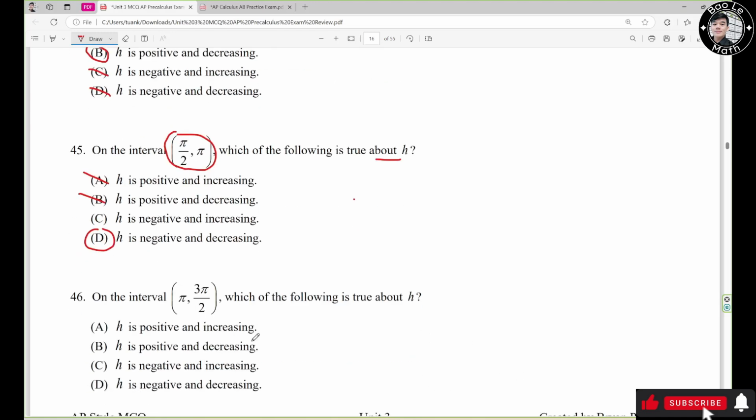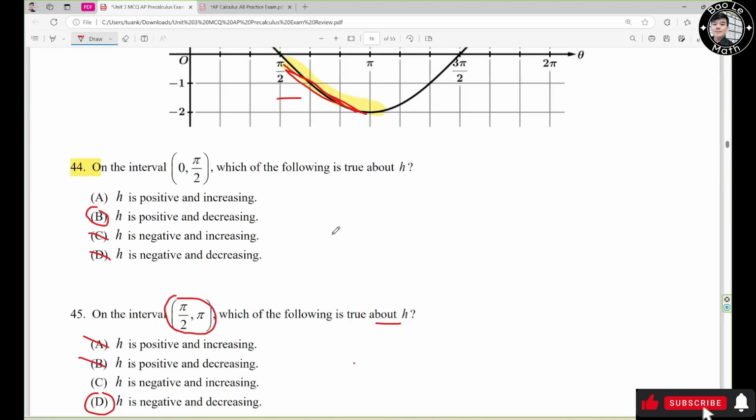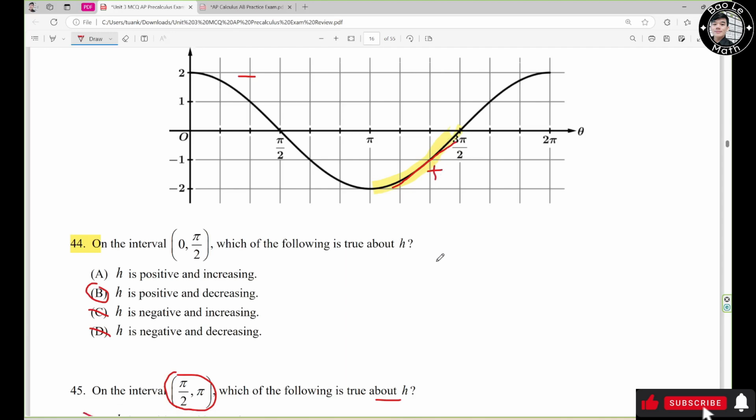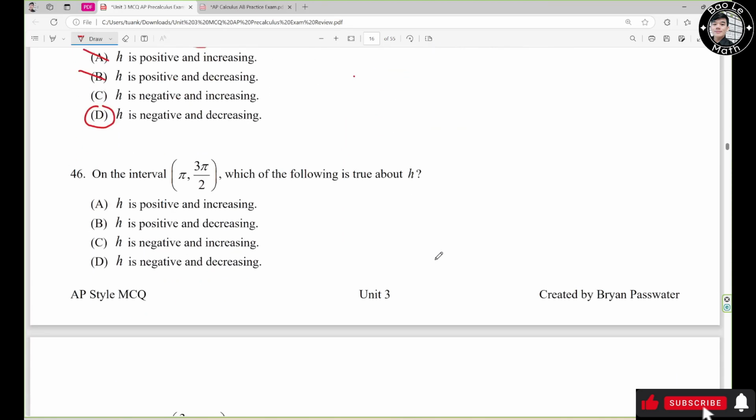Now, question 46. Over the interval pi to 3 pi over 2. The function is still negative, right? Because it's below the axis, and it's increasing, right? Because the rate of change of the tangent line is positive, right? So it's going to be negative and increasing. The answer must be C.